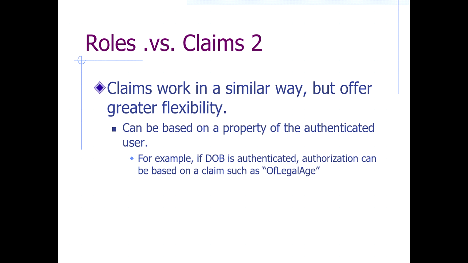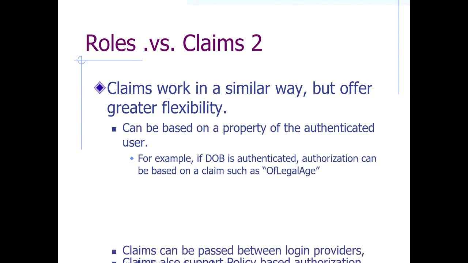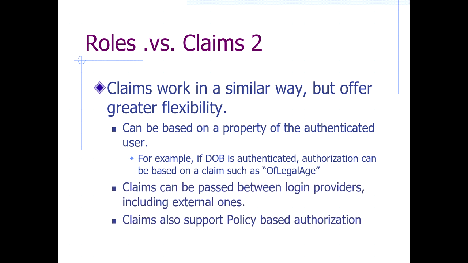Based on that date of birth, you could authenticate: are they old enough to drive, or old enough to come into our application? That's an example of the flexibility you have with a claim as opposed to simply saying someone is in a given role. Claims can also be passed between login providers. If somebody logs in with their Google account, your application will receive all the identity information that Google carries about this particular user, and that all becomes available for you to access within your application. So it's very flexible that way as well.